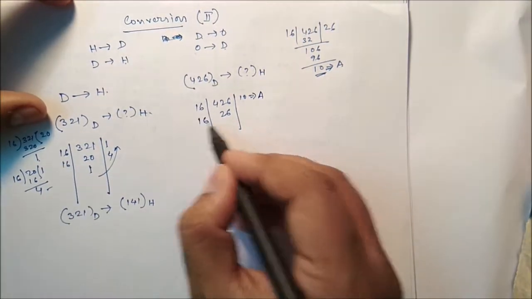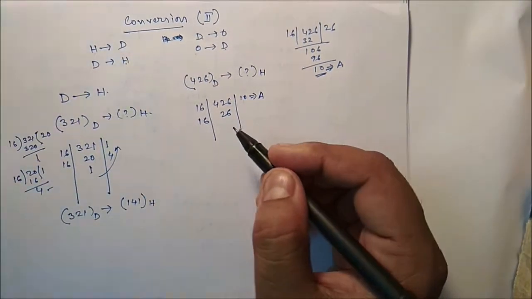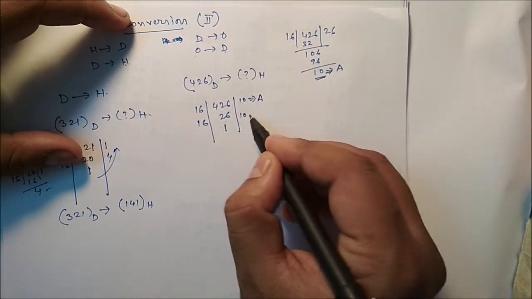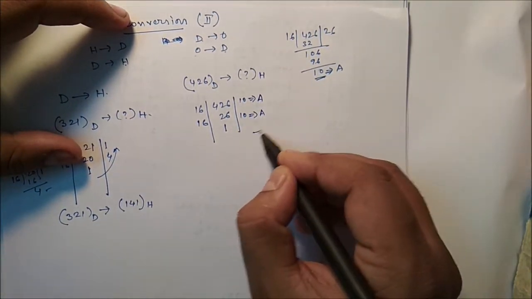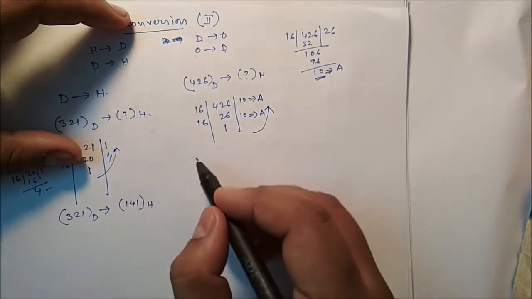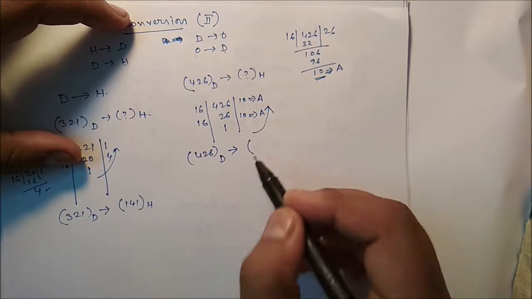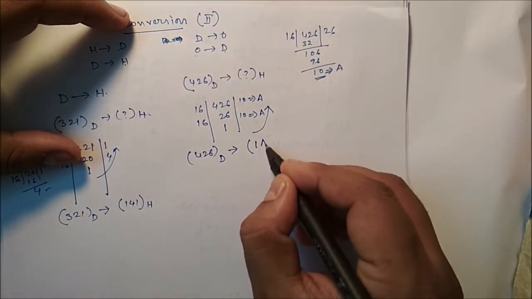Once again we divide 26 by 16. The quotient will be 1 and the remainder will be 10, that is A. So the 426 in decimal has the associated hexadecimal value 1AA.